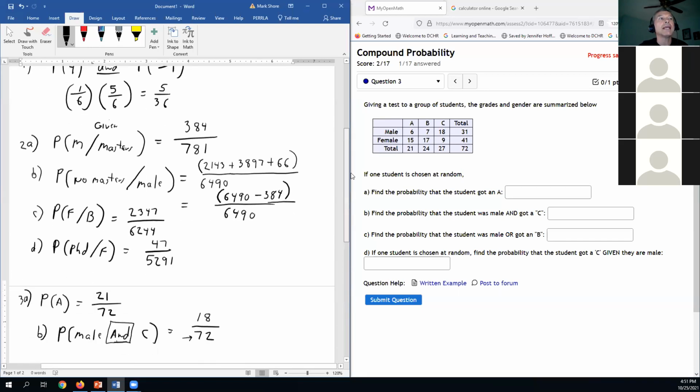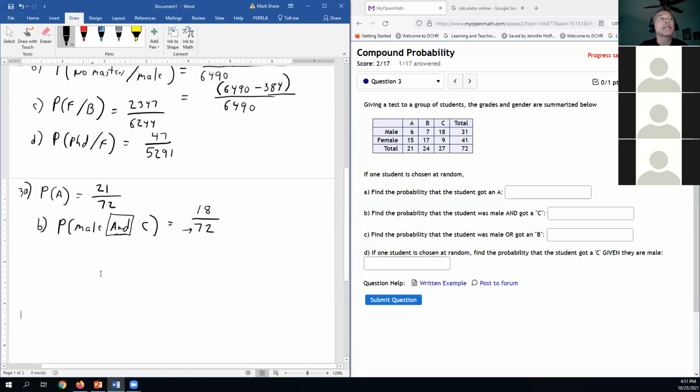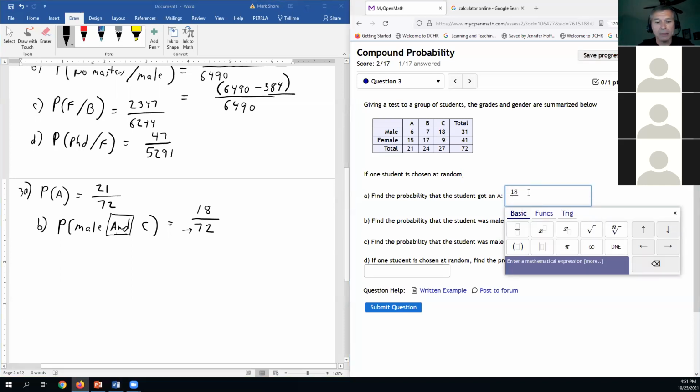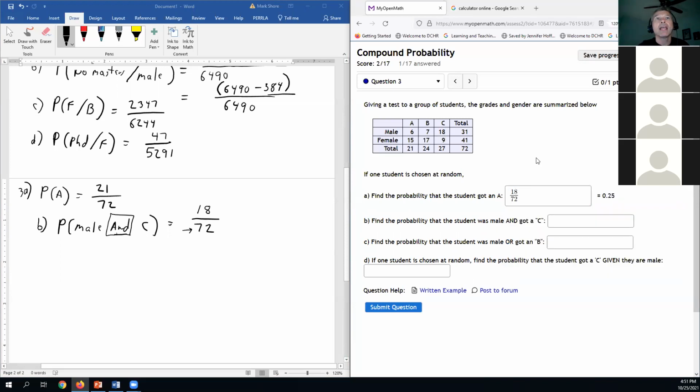So when you say and, they have to have both. The person has to be male and they got a C. How many are male and got a C? 18. So what's the probability of randomly selecting one of these 18 people out of the 72 people we have total? 18 out of 72. So that would be the answer to part B, 18 out of 72. And if it said reduce the fraction, I would have had to, but it doesn't say it has to be reduced or anything like that.